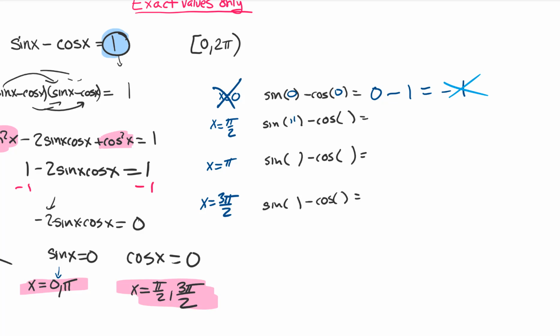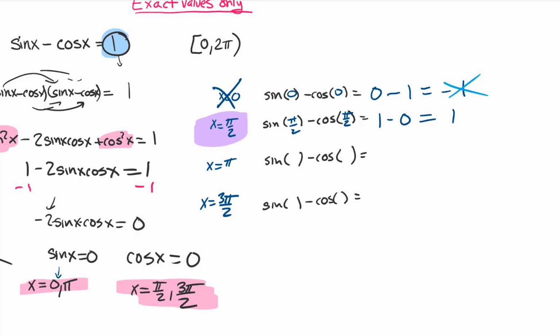All right, let's plug in pi over 2. Let's see what happens. So you get sine of pi over 2 minus cosine of pi over 2. Sine of pi over 2 is equal to 1. Cosine of any odd multiple of pi over 2 is always equal to 0. 1 minus 0 is 1. Oh, shoot. Yeah, there it is. We found one. Pi over 2 works.